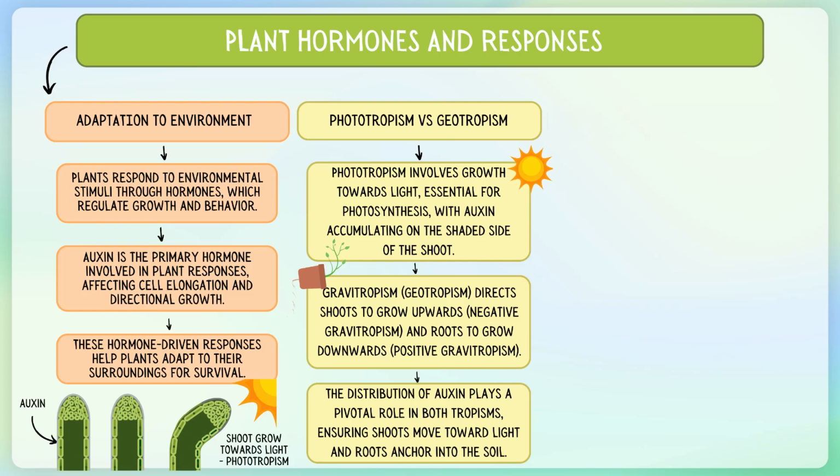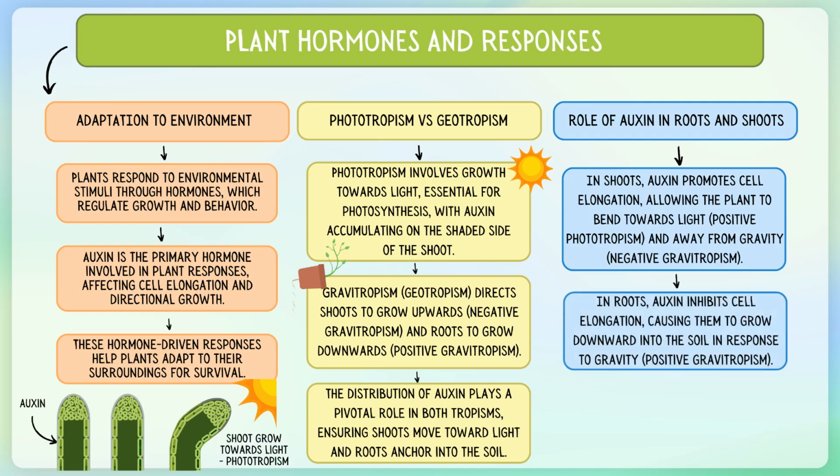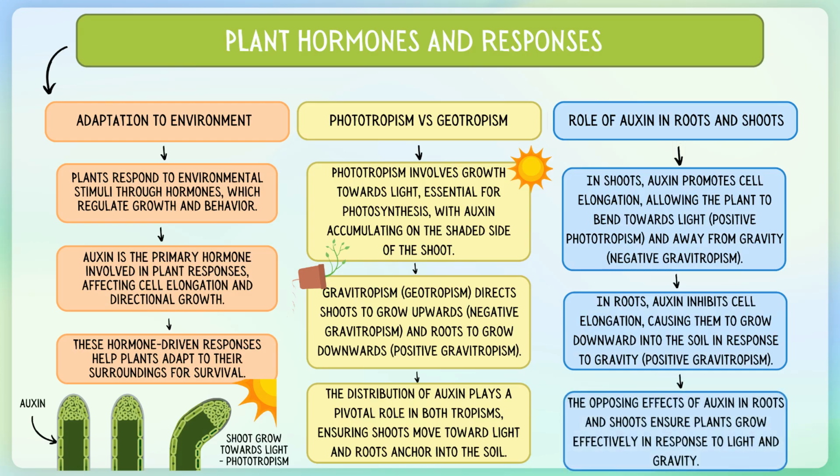We also covered how auxin's effects differ in shoots and roots. It promotes cell elongation in shoots, aiding growth toward light and away from gravity, but inhibits elongation in roots, guiding them downward. This understanding shows how plants adapt to their environment, ensuring they receive enough light and nutrients for growth.